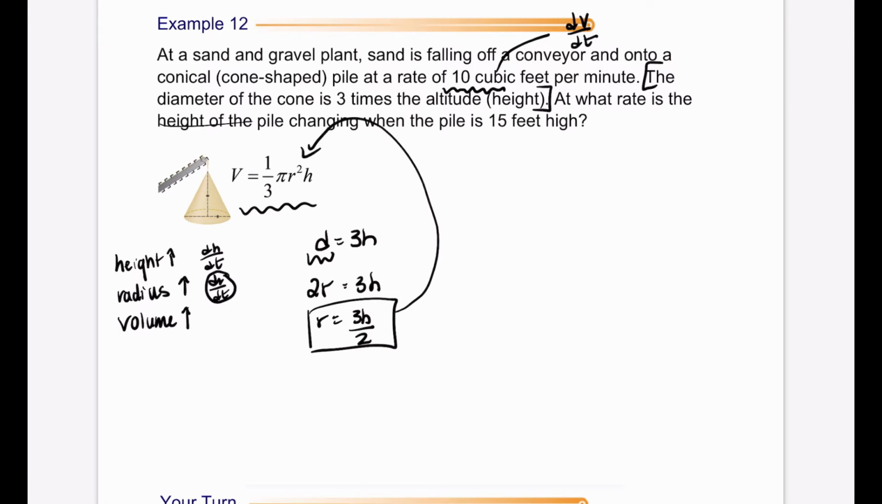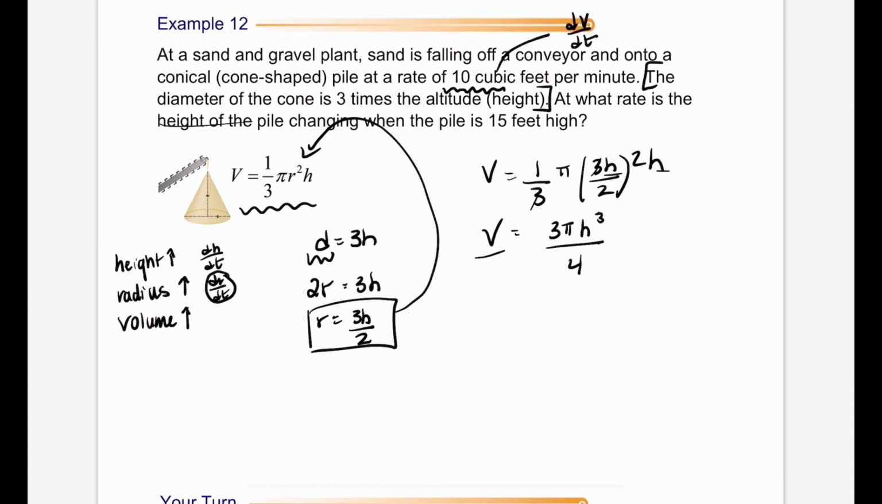So when I go to fill it in, I'm going to replace my r in the volume. So I have 1 over 3 pi, 3h over 2 squared, times h. And then I can start solving from here. I'm going to simplify it a bit just to make it nicer. I know one of these 3's is going to cancel out. So I have 3 pi h cubed over 4. So that's my volume formula. Now that this is all simplified, I can take my derivative.